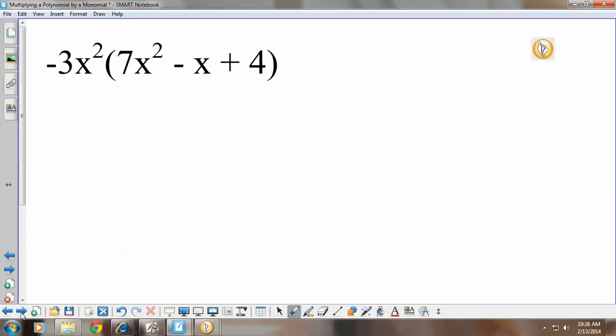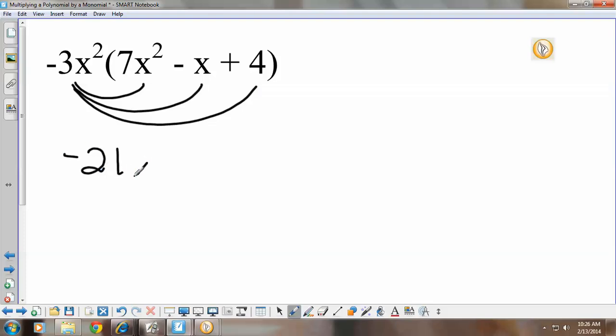How about this example here? Could you simplify this? We should be able to fairly easily. We're going to take negative 3x times each of these values. So let's start by taking negative 3x squared times 7x squared. Negative 3 times 7 is negative 21. x to what power? What do we do to those exponents? Add them. x to the fourth.